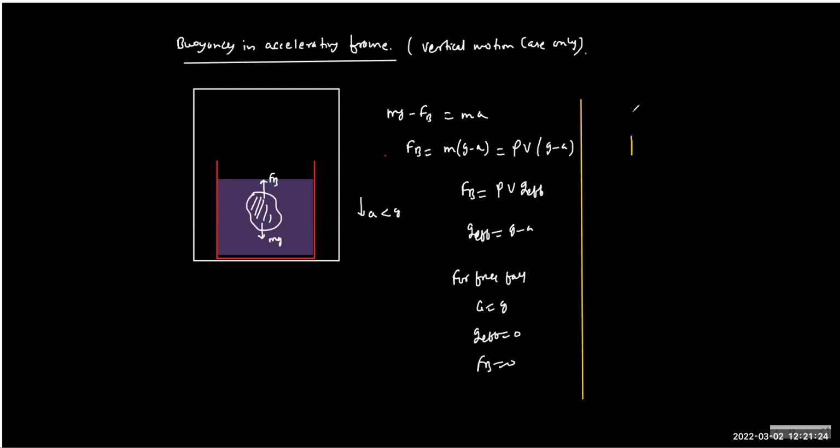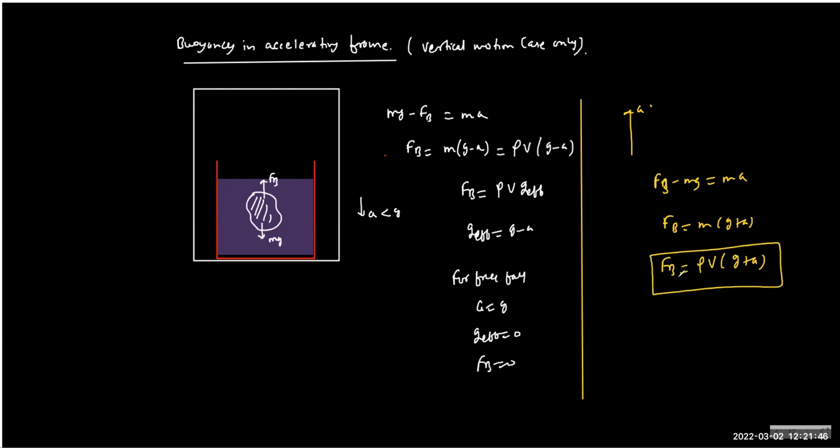So if a is upward, in that case, the buoyant force must be greater than gravity to pull it upward. Yes. And therefore, the effective value is g plus a. And so the buoyant force formula will change and it will become rho V (g plus a). So I hope this is very much straightforward. You can do these questions like this.